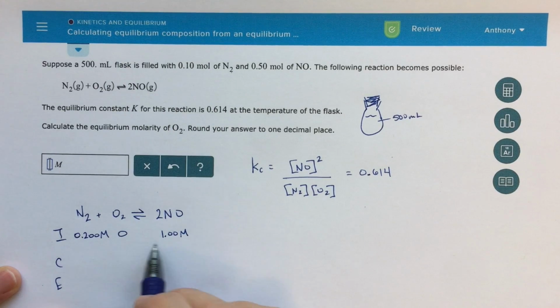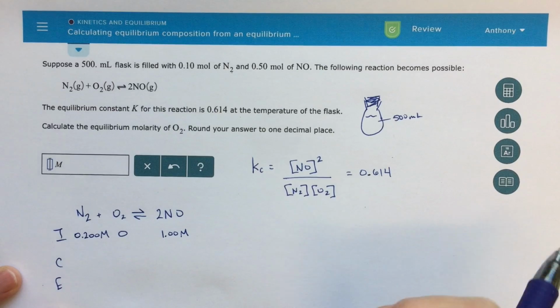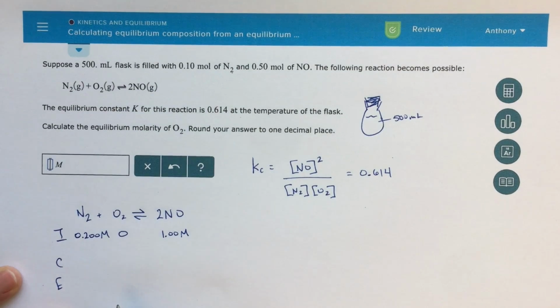So two sig figs is better for these numbers. When I do these types of problems, I don't worry about sig figs till the very end. Carry all your digits as you go through the problem, and then just worry about the sig figs at the end. Okay, this reaction is going to shift to the left.